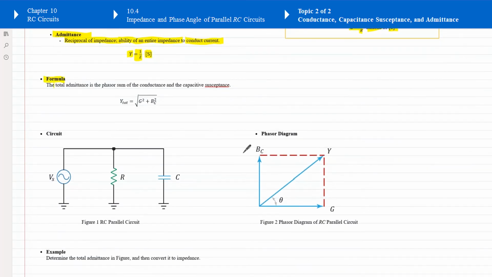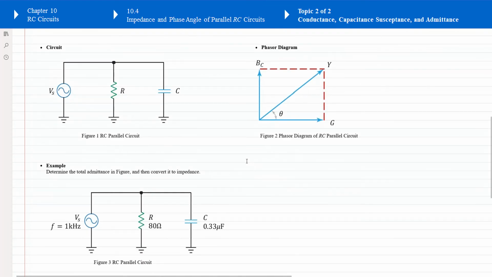The formula to find the total admittance, that is Y total, it is square root of conductance square plus capacitive susceptance square. Here we have a circuit, resistor R and a capacitor C connected in parallel to the source voltage Vs.